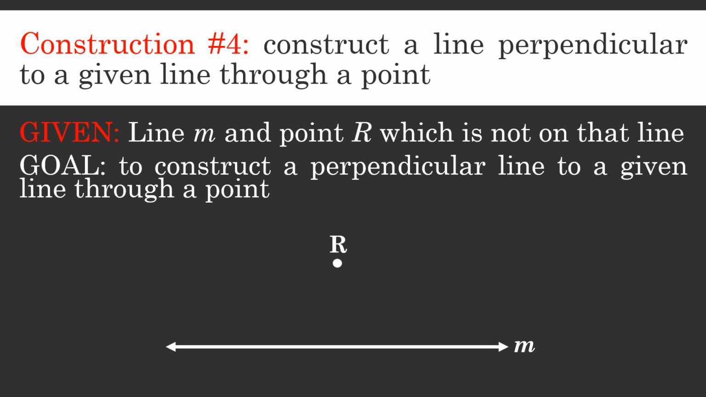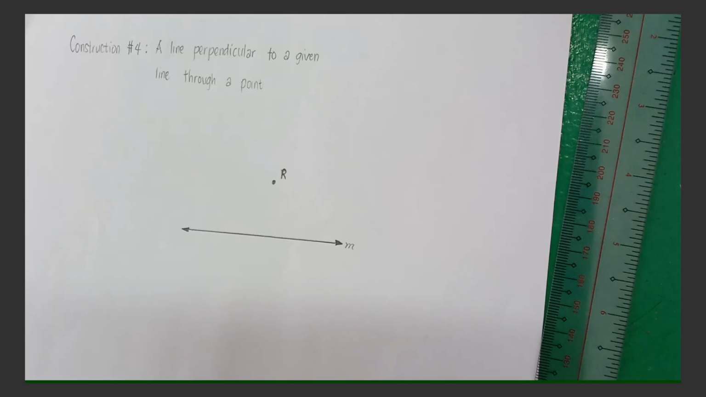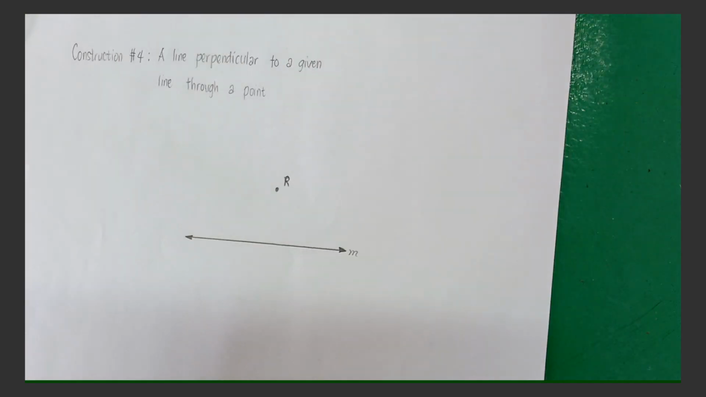Okay, for construction number 4, construct a line perpendicular to a given line through a point. Given line M and point R, which is not on that line. Our goal is to construct a line perpendicular to the given line through a point. So here are the steps. Start with a line and point R which is not on that line.